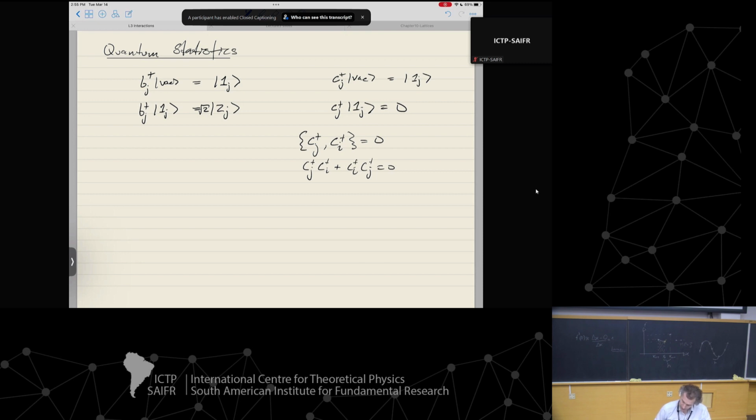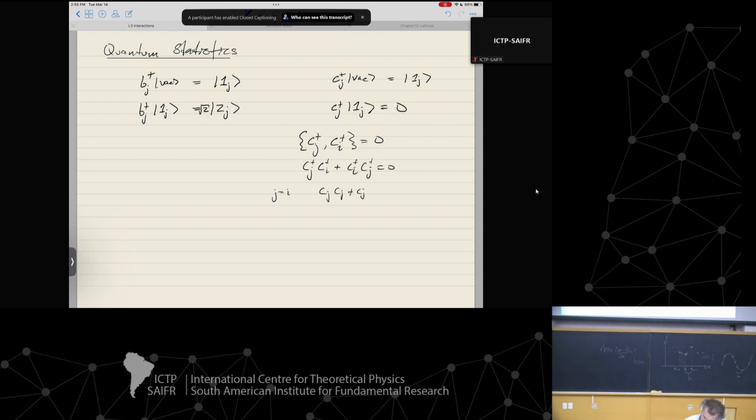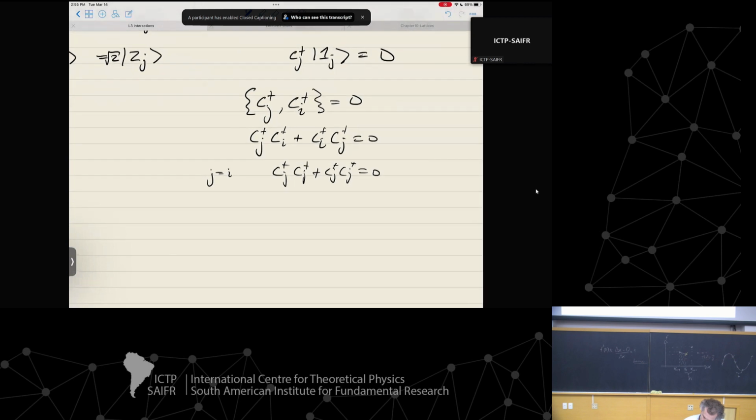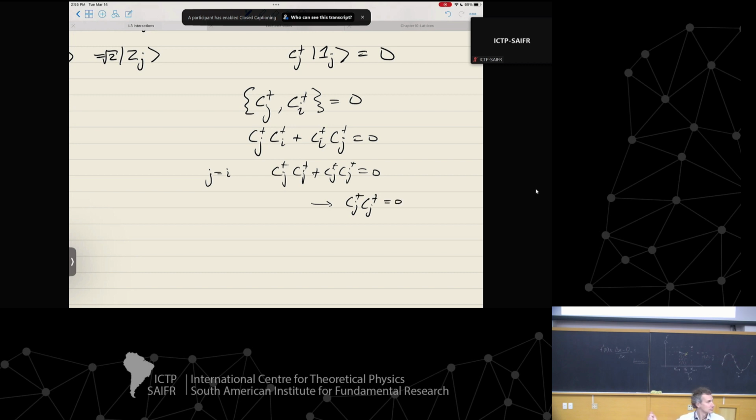But now, in the case of looking at the same site, then this is just Cj Cj plus Cj Cj is equal to 0. Okay, and these are the same things, right? So once I go to the same site, it must be that applying this creation operator twice just gives you 0. Otherwise, you're not obeying the anti-commutation rules of the operators.